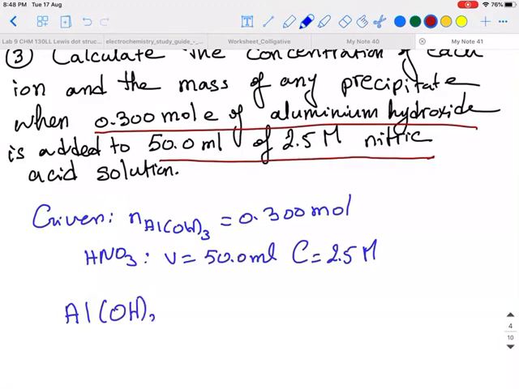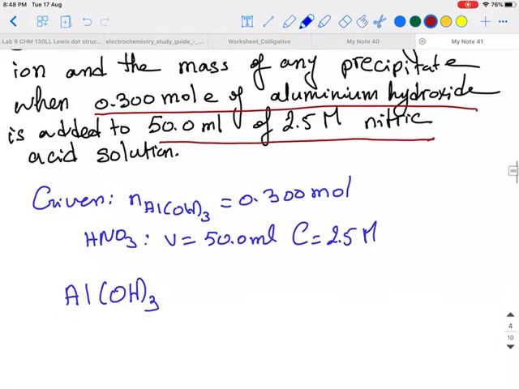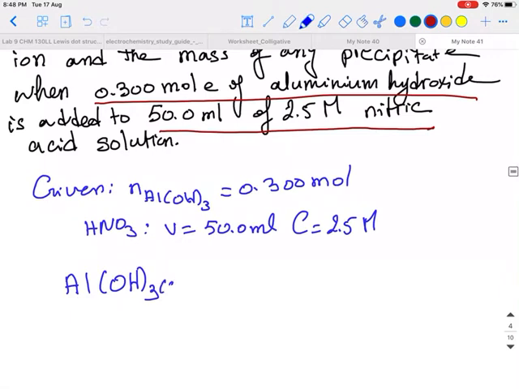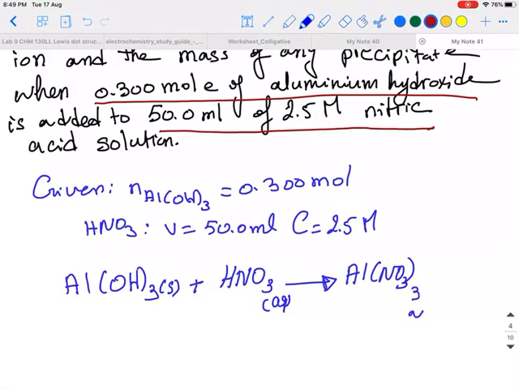First of all, let me write the equation to see what products will be produced. So the aluminium hydroxide is insoluble or has very low solubility in water, so solid. Nitric acid, strong acid, and is soluble in water. Because it's a strong acid, it drives the equation towards completion, a double replacement reaction. So aluminium nitrate, this is aqueous, soluble in water, plus water, which is liquid. Definitely it needs balancing, so we balanced it like this.